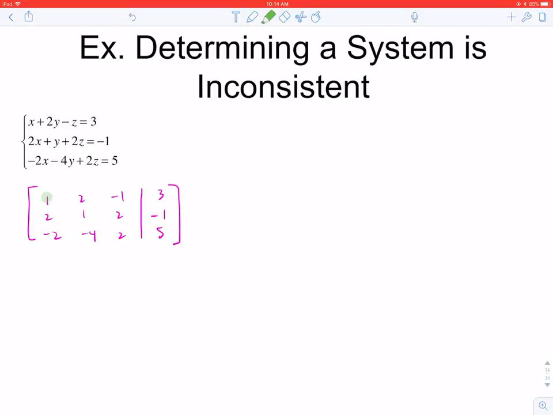All right, we already have 1 in row 1, column 1. That's good. So let's use row 1 to help us make the elements in row 2, column 1, and row 3, column 1 also 0. So we can do row 2 minus 2 times row 1 to replace row 2, and row 3 plus 2 times row 1 to replace row 3.